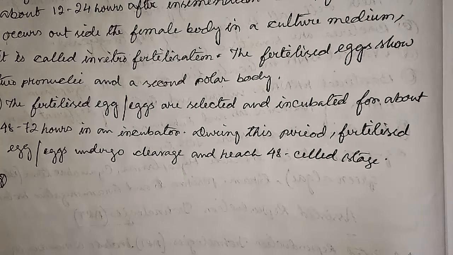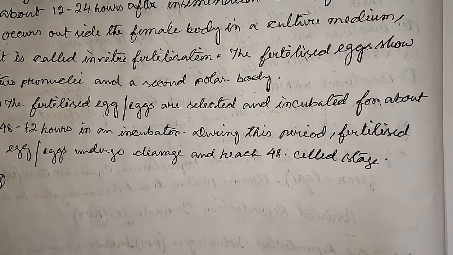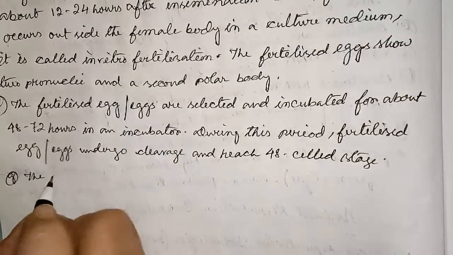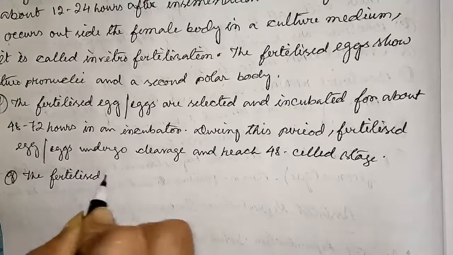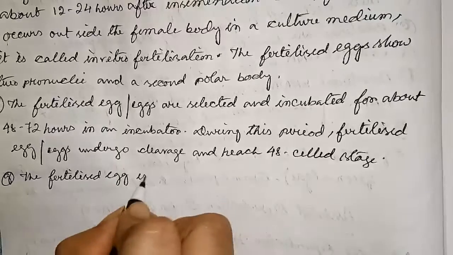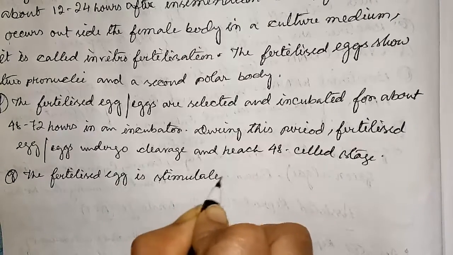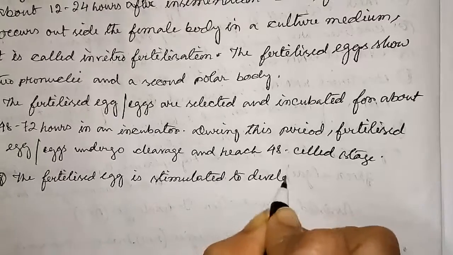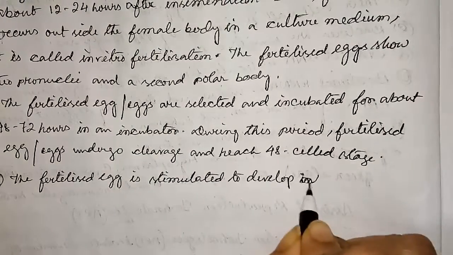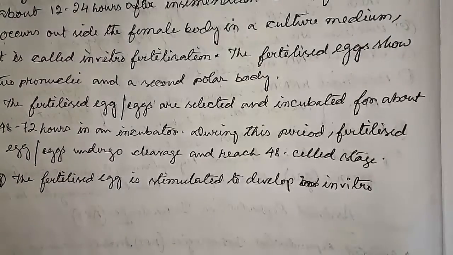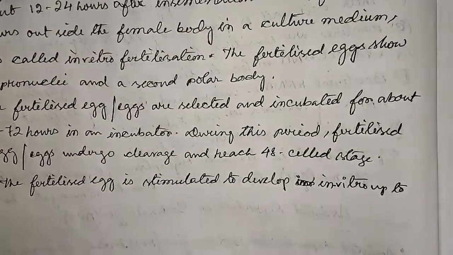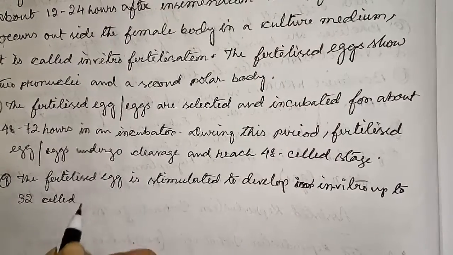Now the next procedure is that the fertilized egg is stimulated to develop in vitro up to the 32 cell stage.